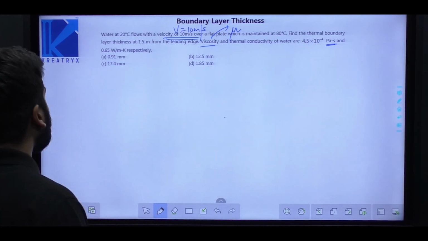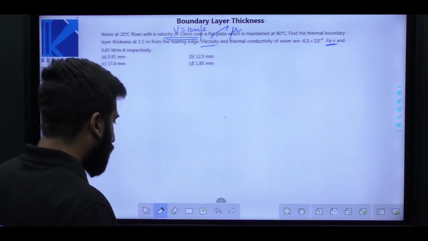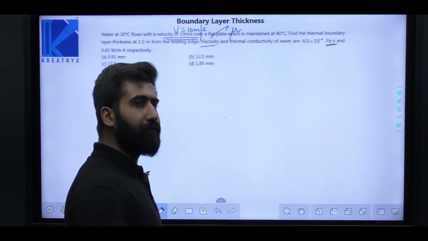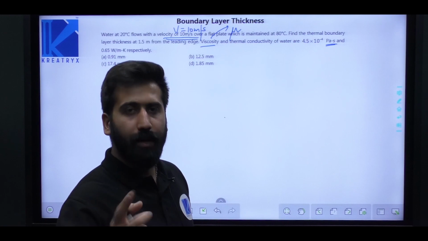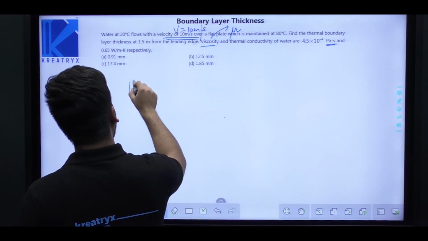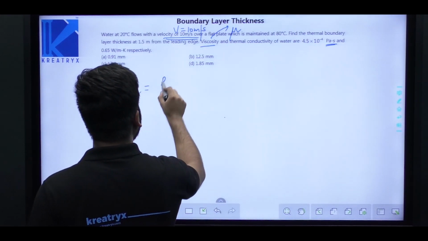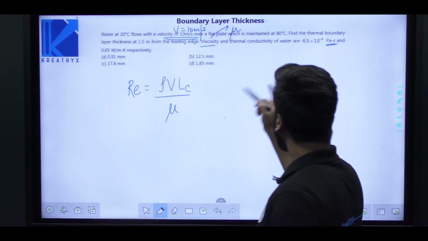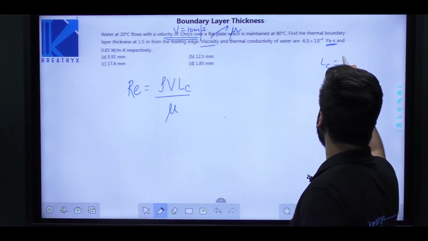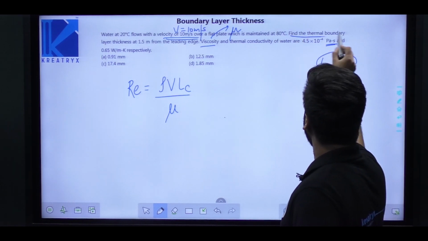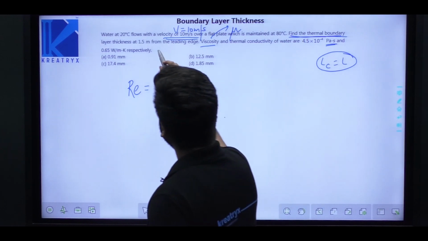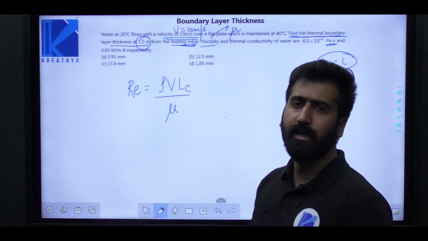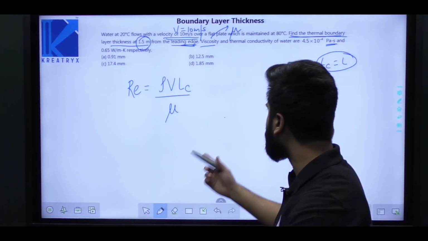For that, I have to find the hydrodynamic boundary layer. And before that, let us find out the Reynolds number. Reynolds number is rho v Lc by mu. Lc is the characteristic length, and for a flat plate, characteristic length is equal to L. You have to find the thermal boundary layer thickness at 1.5 meter from the leading edge, so Lc is equal to L is equal to 1.5 meter in this case.